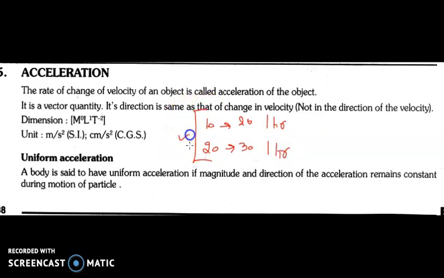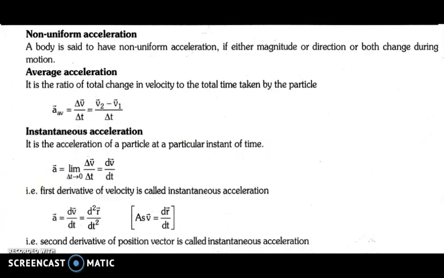Uniform acceleration means if the change in velocity with respect to time is the same, such accelerations are known as uniform accelerations. Okay, this is non-uniform acceleration, of course, if either the magnitude or the direction or both change during the motion.